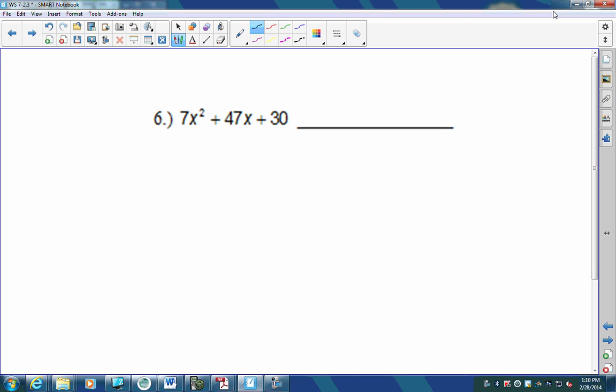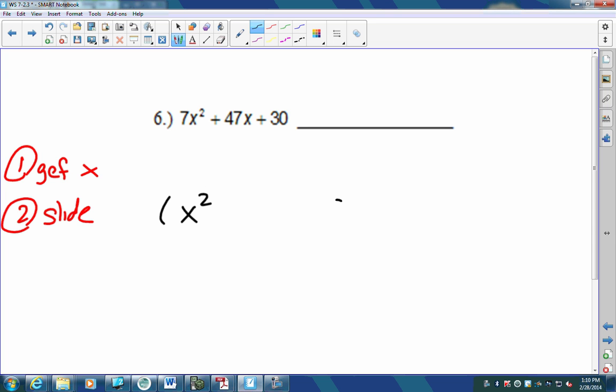All right, step 1 is your GCF. Does 7 go into 47 or 7 into 30? No. And there's no other factors of 7 besides 7. So there's no GCF, so now we go straight to slide. What does slide mean? Guys, what we're trying to do is get x squared by itself. That's why we're sliding.